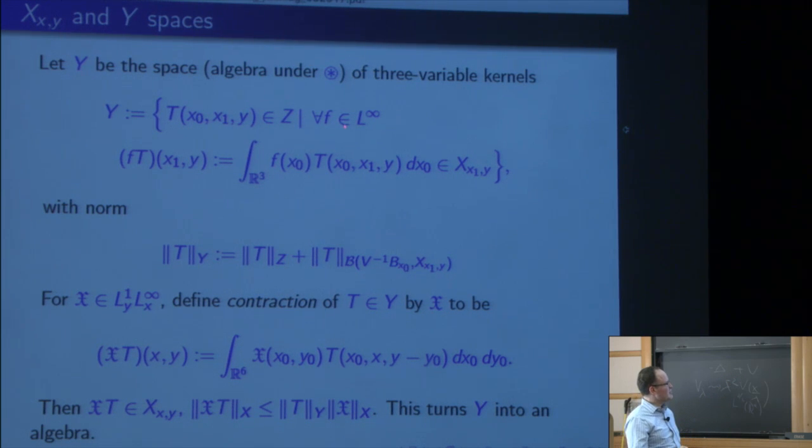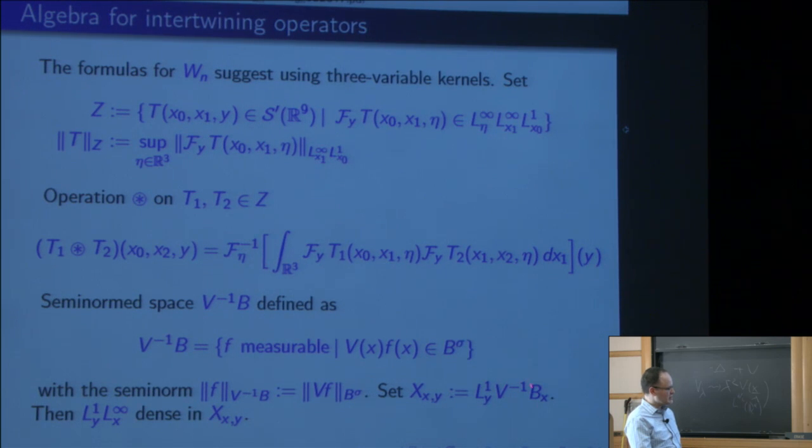And then your algebra, which is the one that makes things work, are all kernels in Z, which under contraction by an L infinity function, we call this contraction, is in this X space, which is, we want to think of it, actually, this makes everything work, as strange as it is, but we want to think of it almost philosophically like this.